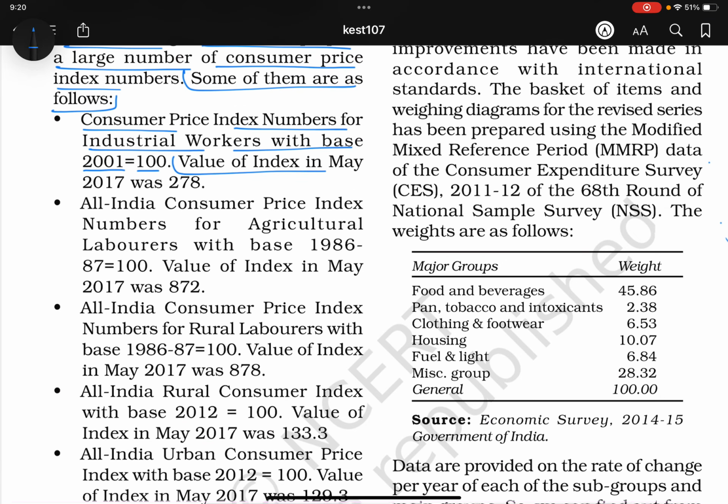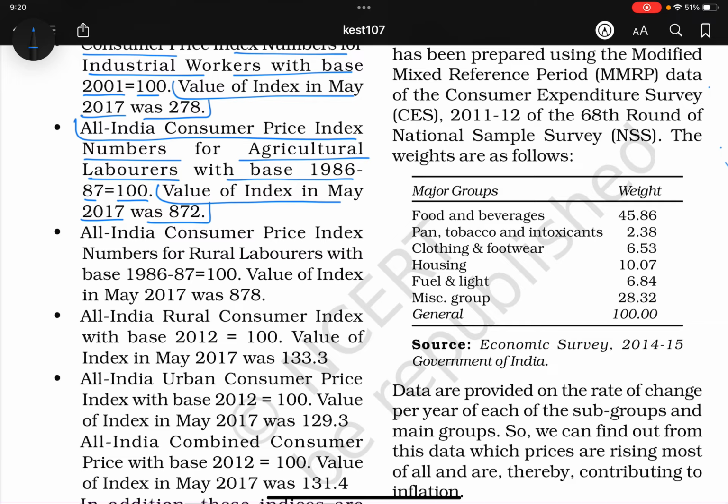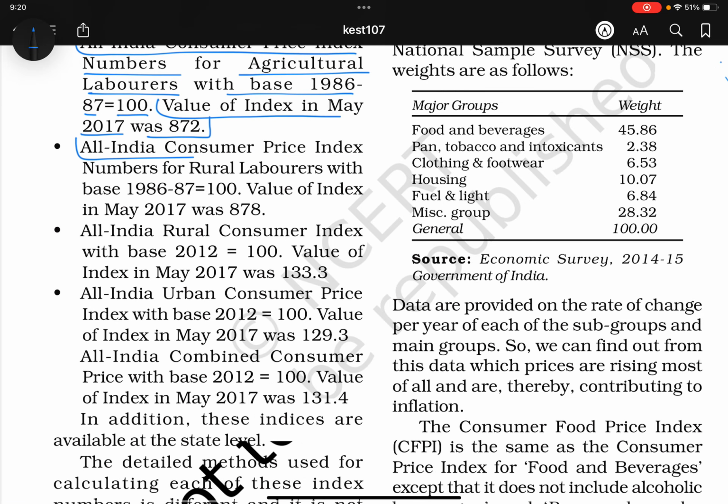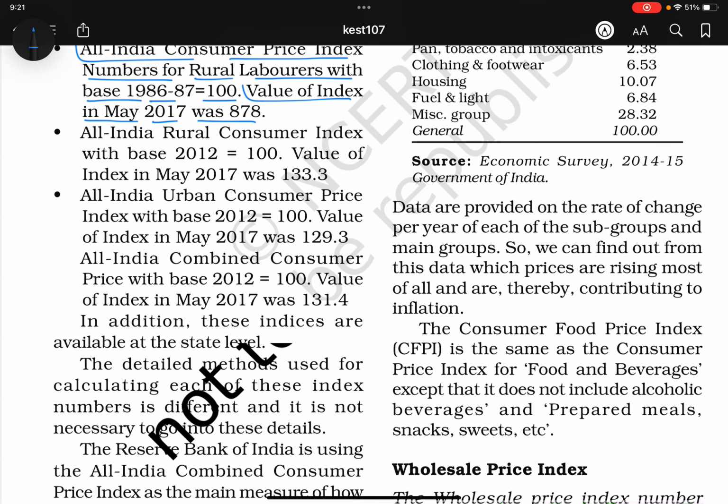All India Consumer Price Index numbers for agricultural laborers with base 1986-87 is equal to 100. Value of index in May 2017 was 872. All India Consumer Price Index numbers for rural laborers with base 1986-87 is equal to 100. Value of index in May 2017 was 878.